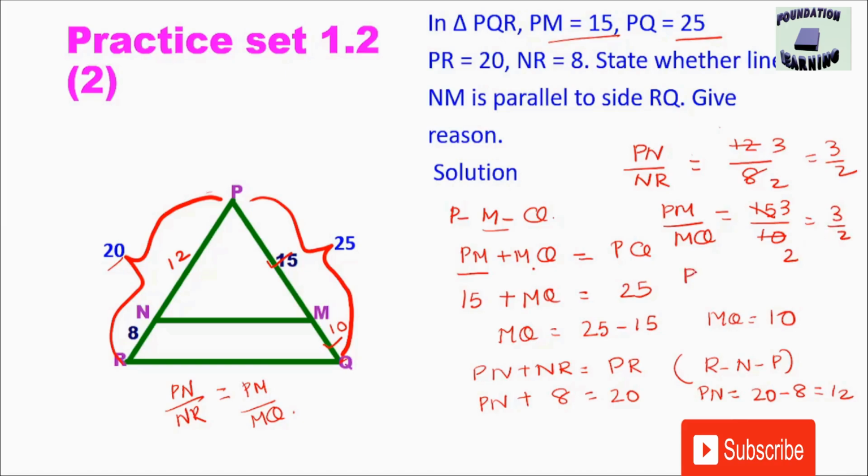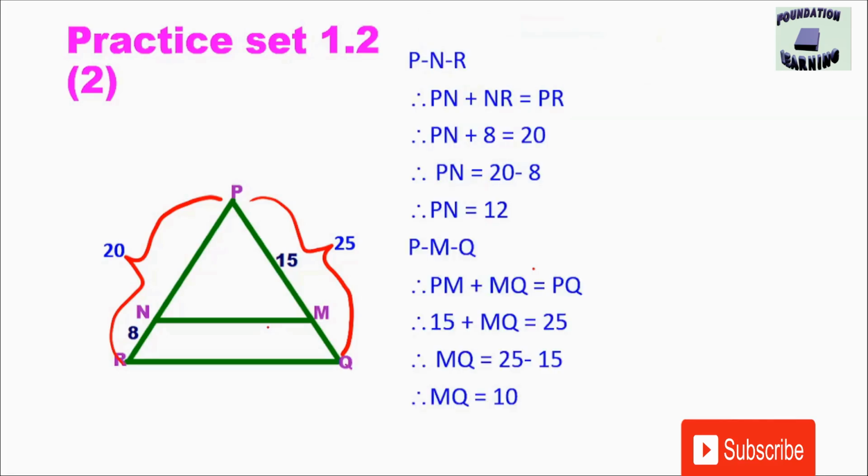So we have got that PM is to MQ is equal to PN is to NR, which is the ratio 3:2. Since the sides are proportional, line NM is parallel to side RQ. So let's see, N is between P and R, therefore PN plus NR is equal to PR. NR is 8 and PR is 20, therefore PN is equal to 20 minus 8, which is 12.